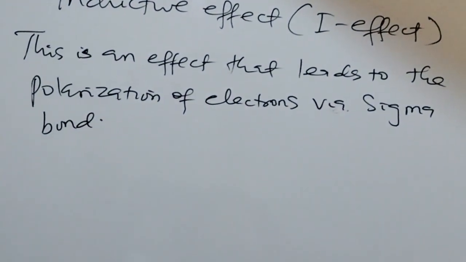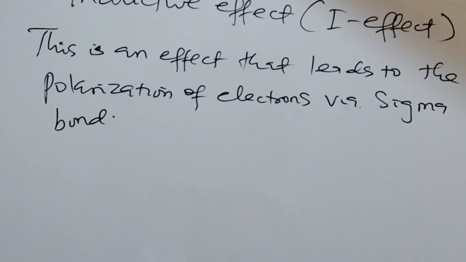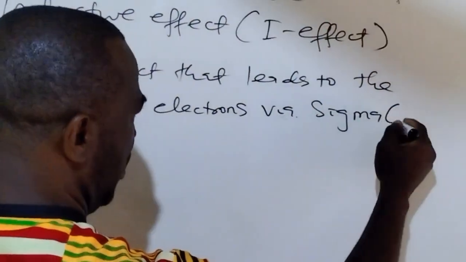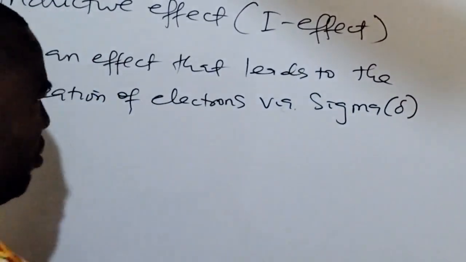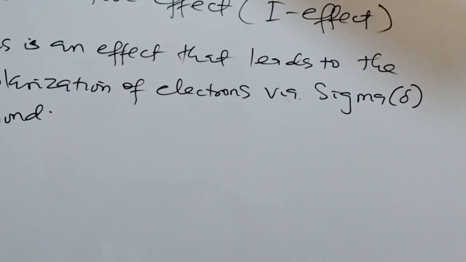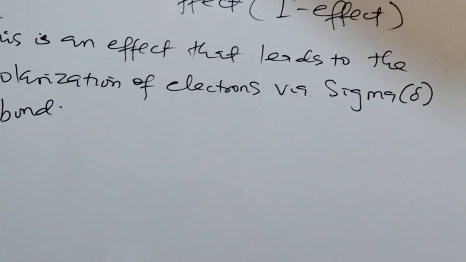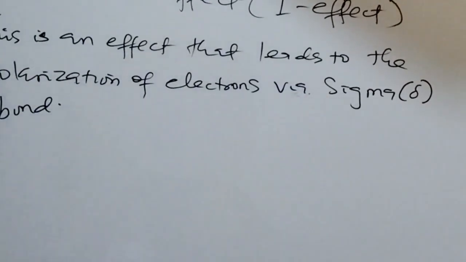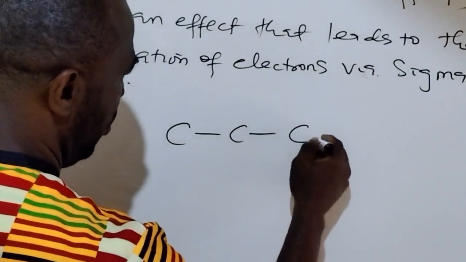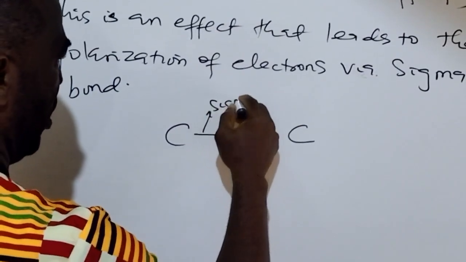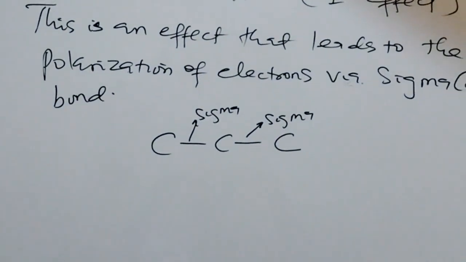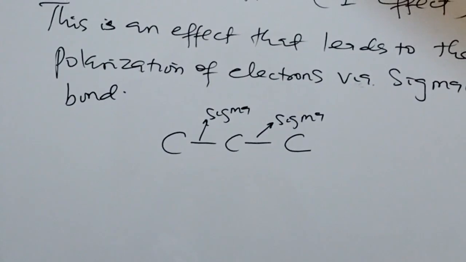For us to understand inductive effect very well, we have to understand what is meant by sigma bond. We also need to throw some light on covalent bonding. A sigma bond is also known as a single covalent bond, that is, a single bond between two atoms. So when we use the word sigma bond in chemistry, we refer to single bonds.